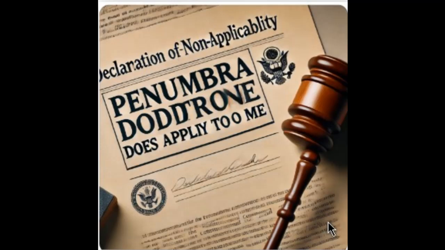Key aspects of the Penumbra Doctrine. Originates from Griswold v. Connecticut, 1965, where the Supreme Court ruled that privacy rights exist within the penumbras of the Bill of Rights. Used to extend constitutional protections beyond their literal wording. Applied in cases involving privacy, due process, and personal liberties.